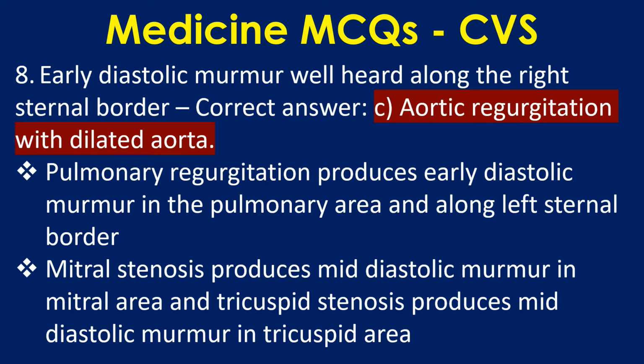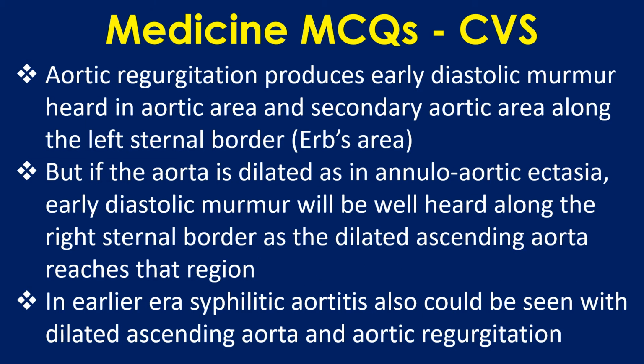Pulmonary regurgitation produces early diastolic murmur in the pulmonary area and along the left sternal border. Mitral stenosis produces mid-diastolic murmur in the mitral area, and tricuspid stenosis produces mid-diastolic murmur in the tricuspid area. Aortic regurgitation produces early diastolic murmur heard in the aortic area and secondary aortic area along the left sternal border. But if the aorta is dilated, as in annulo-aortic ectasia, early diastolic murmur will be well heard along the right sternal border as the dilated ascending aorta reaches that region. In an earlier era, syphilitic aortitis could also be seen with dilated ascending aorta and aortic regurgitation.